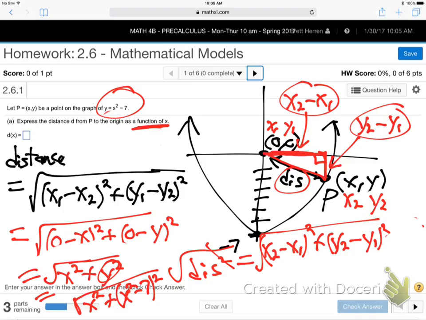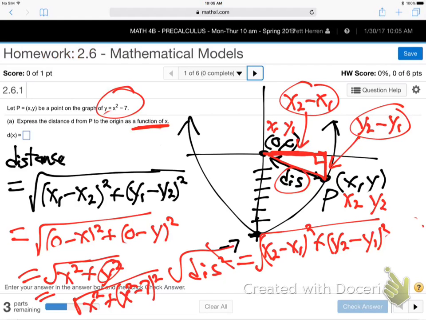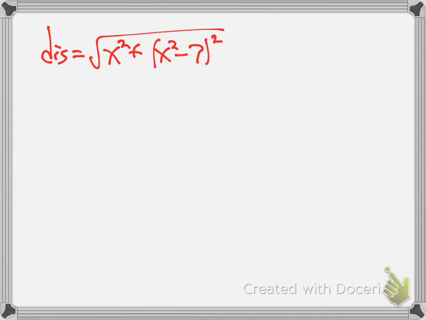Now I suppose we have to FOIL that out and gather like terms and do some nice stuff. On the test, I'm fine if you just want to leave it like that. That's the answer. Let's go to the next page and I'll clean that up like they probably want me to do. So distance, I'll flash back if you didn't get that, is x squared plus x squared minus 7, quantity squared, right here.